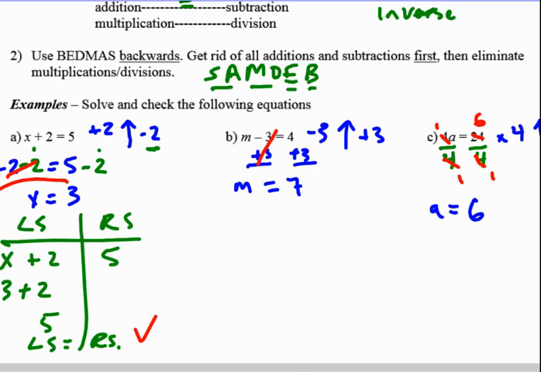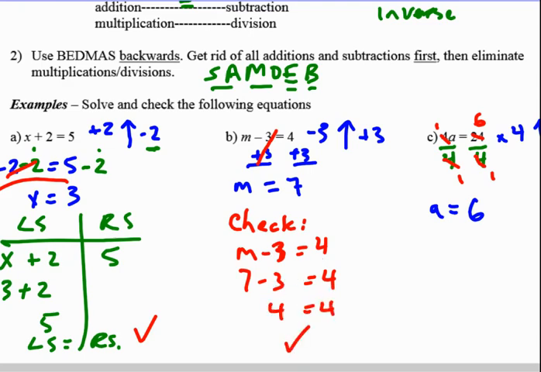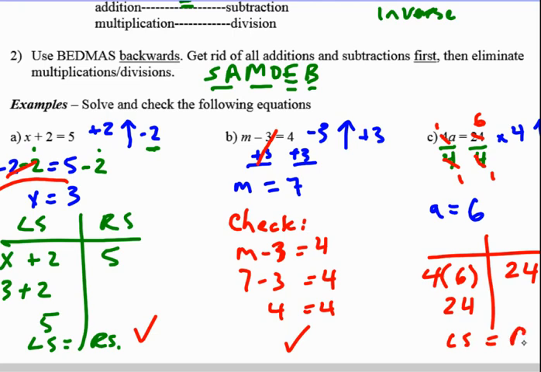You could also just write it like this, a check, and say m minus 3 equals 4. And then you'd say 7 minus 3 equals 4, and you'd keep the left side and right side separate. You say 4 equals 4 is correct. So that's a way to do that. So 4 times 6 equals 24. So left side equals right side, and I must be correct. All right.